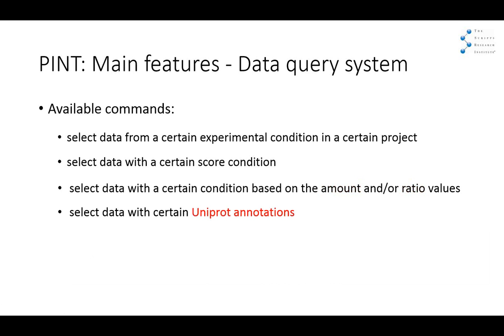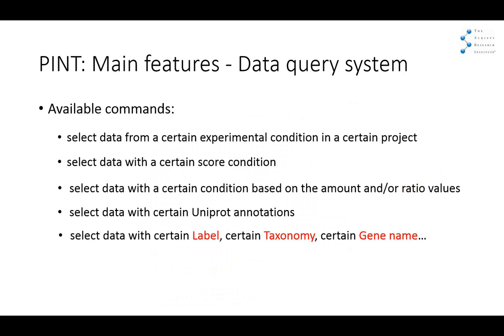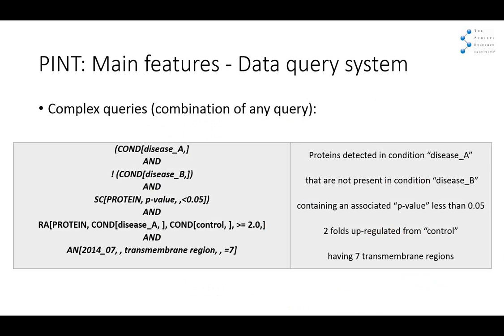Also, as I said, you can select the data with certain UniProt annotations. We provide a lot of keywords of the annotations. And also, we have right now commands to select the data with certain isotopic labelings or certain taxonomies or gene names, etc. So these are the commands right now, but as long as the users are using the tool in the lab, we are adding commands very easily. So I think that the list of commands will grow over time.